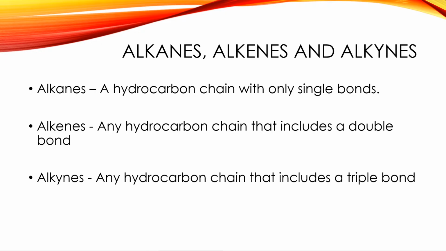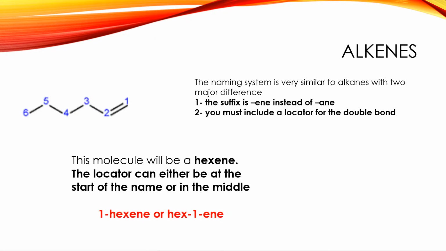Hopefully that makes sense. So a good idea would be to write these down, stick them on a sticky note on your mirror, write them in your book in a colored pen, highlight them, get them in your brain so that you remember the difference. So we're going to go straight into alkenes.